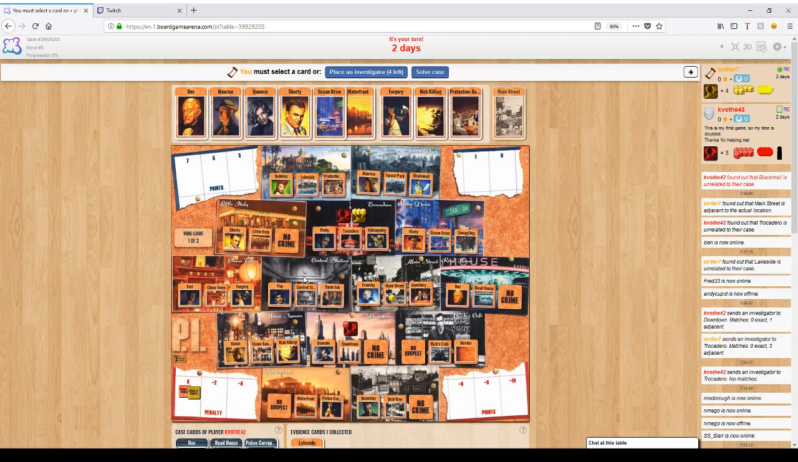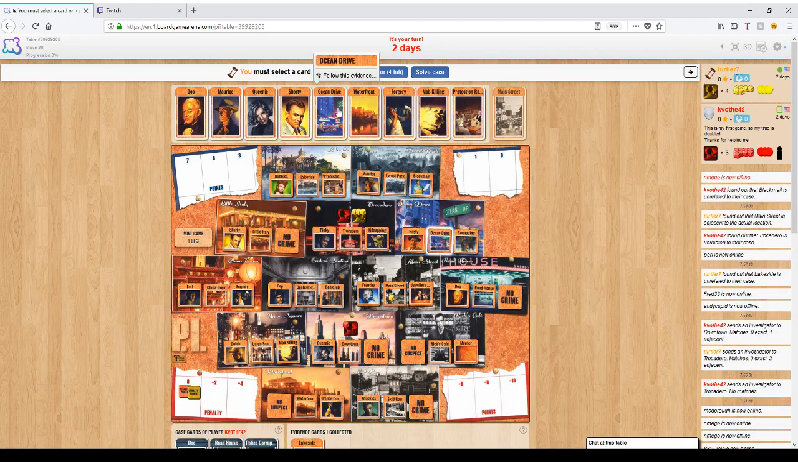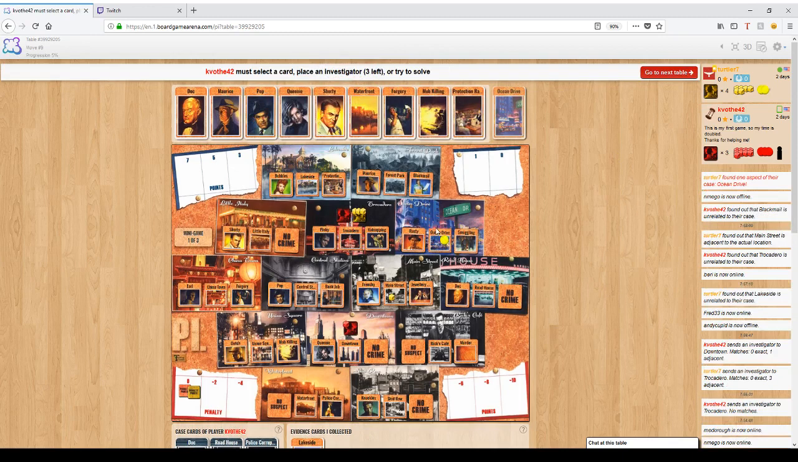Well, Ocean Drive, I can actually check directly. Now let's find out. Okay. So Ocean Drive is 100% correct. I now know that for sure. Part of my solution has been done.